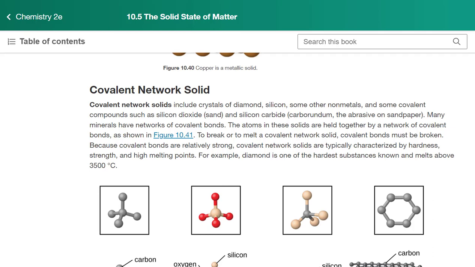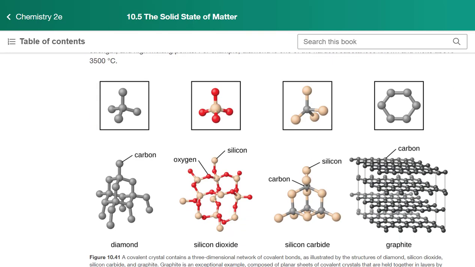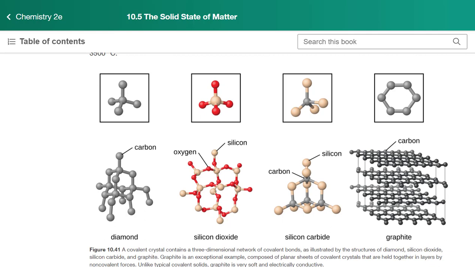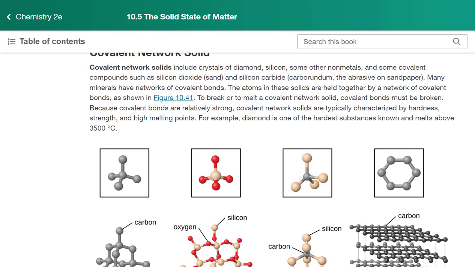Covalent network solids are essentially things held together by a large series of covalent bonds. So things like sand are held together by covalent bonds. And so it's just this big network of covalent bonding. Diamonds would be another example of this. So again, very strong attraction here.